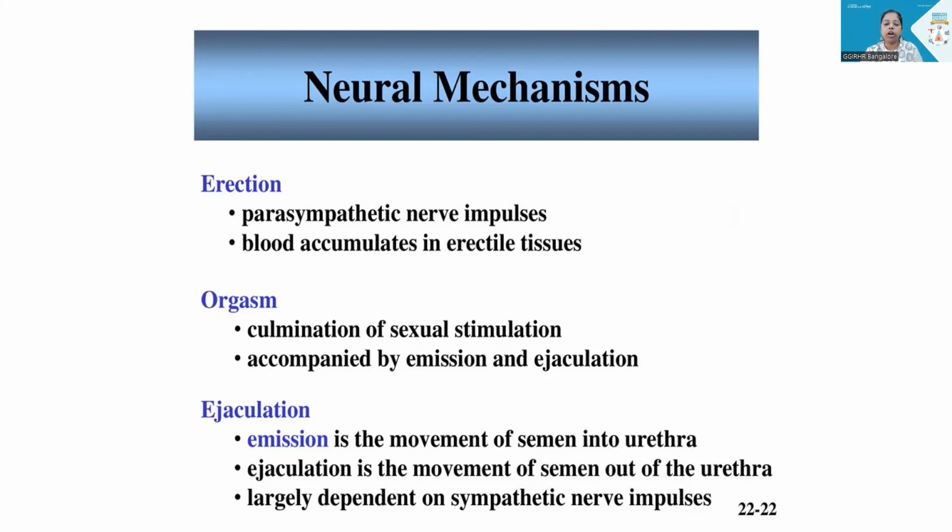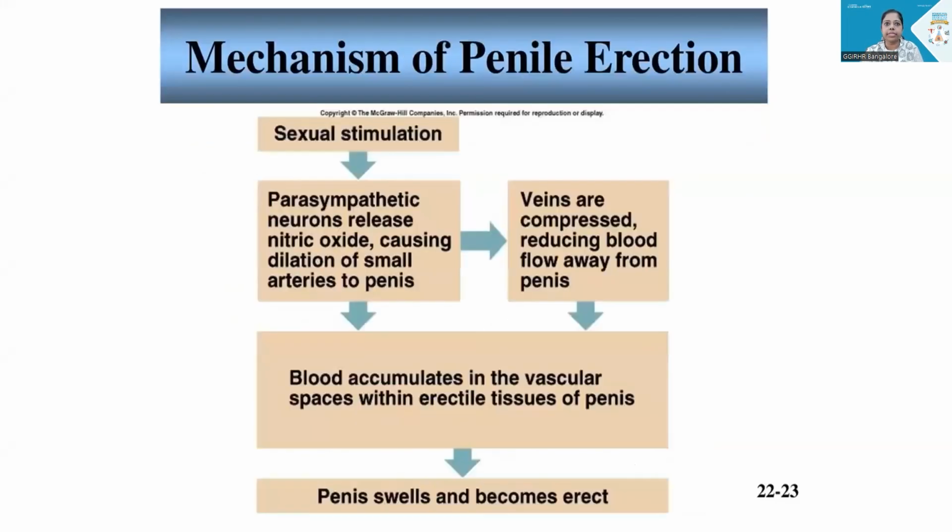There are two processes. One is emission. Emission is the movement of semen into the urethra. Ejaculation is the movement of the semen out of the urethra, and it largely depends, as I told you, on sympathetic nerve impulses.